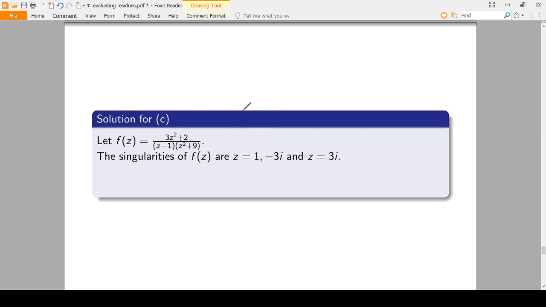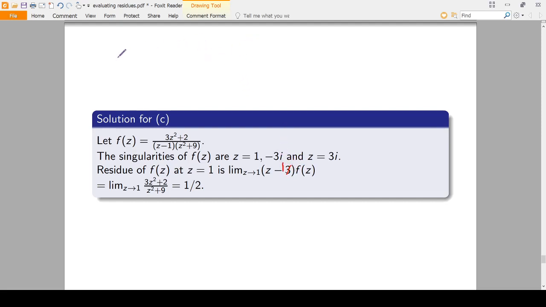Now for the third part, when you equate the denominator to 0, you get z is equal to 1, z is equal to minus 3i and z is equal to 3i. These three are simple poles. So now what you do is you evaluate the residue of f of z at z is equal to 1. It has to be limit z tending to 1, not z minus 3, z minus 1 into f of z.